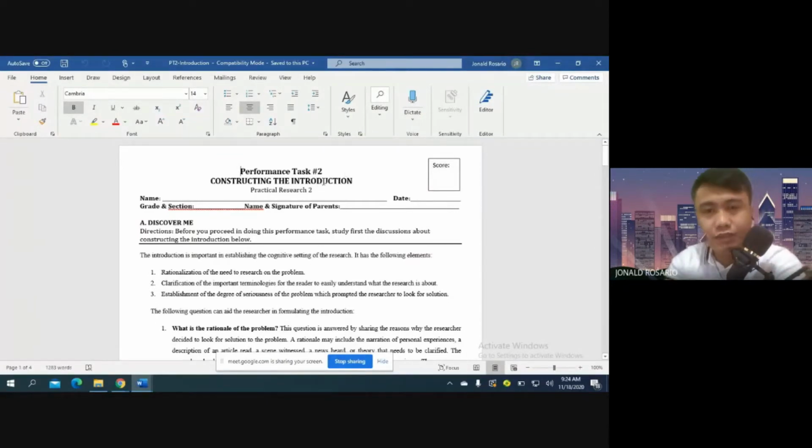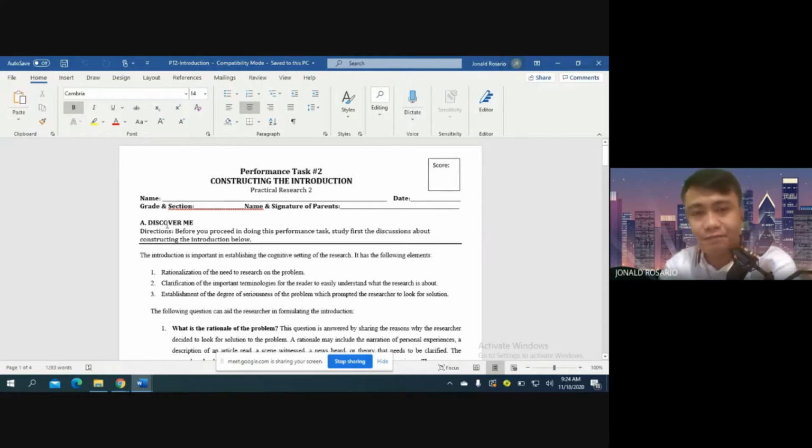So all you have to do here is to write your name, grade and section. This is for the printed. Kung ano yung mga sinend namin sa kanila, ito na yung kanilang gagamitin. Performance task number 2, constructing the introduction, Practical Research 2. Mayroon tayong dalawang parts, part A and part B.